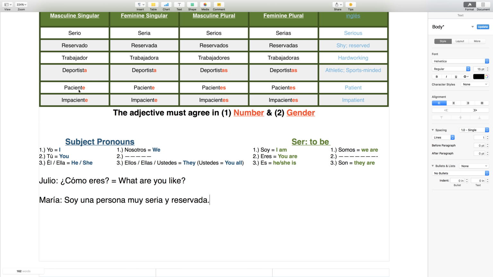Over here we see paciente, patient, or impaciente, impatient. This ends with an E regardless. So there always are times where it doesn't follow what we would normally think, and that's just with any language.